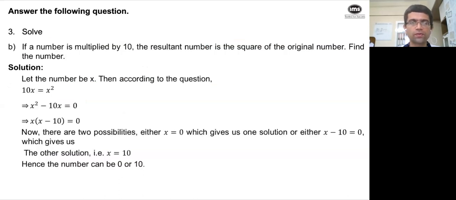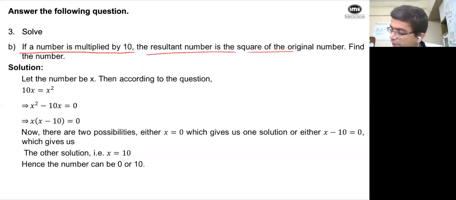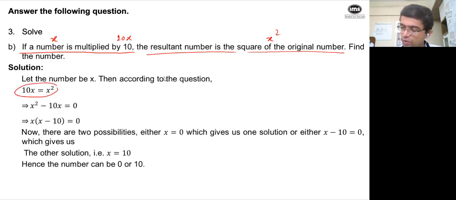Okay, nice. Very well. If the number is multiplied by 10, just focus on the question. Don't worry about the solution. If the number is multiplied by 10, the resultant number is the square of the original number. So assume the number to be x. When it is multiplied by 10, it will become 10x. The resultant number is the square of the original number. So x square is equal to 10x.